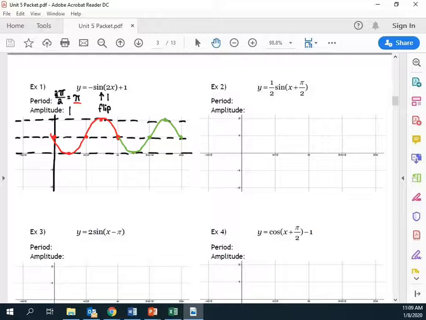Here's one way, guys, to think of a period transformation. What's the value of b in the equation? 2. Look at this graph I just drew. In the space of 2 pi, how many times did the cycle occur? Twice. That's what that actually means. That 2, or that number, tells you how many times you're going to be able to perform a cycle in a regular 2 pi gap.